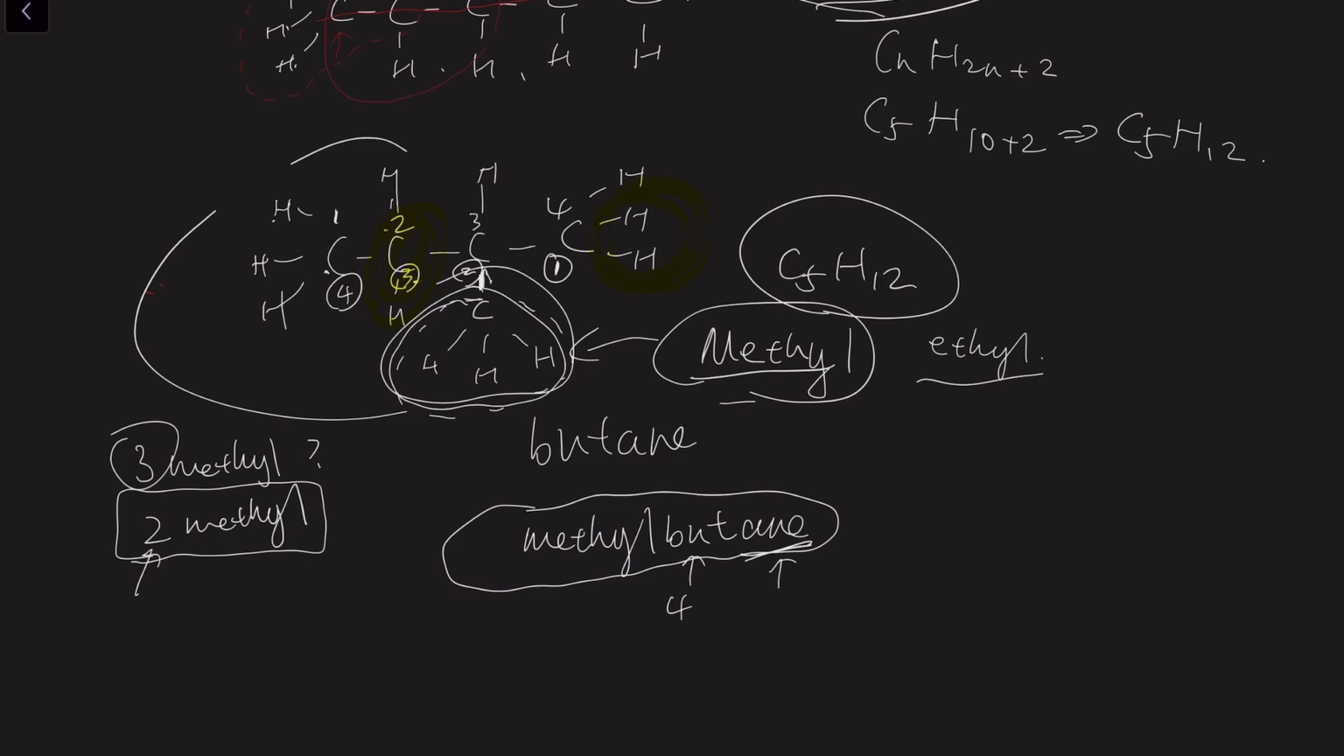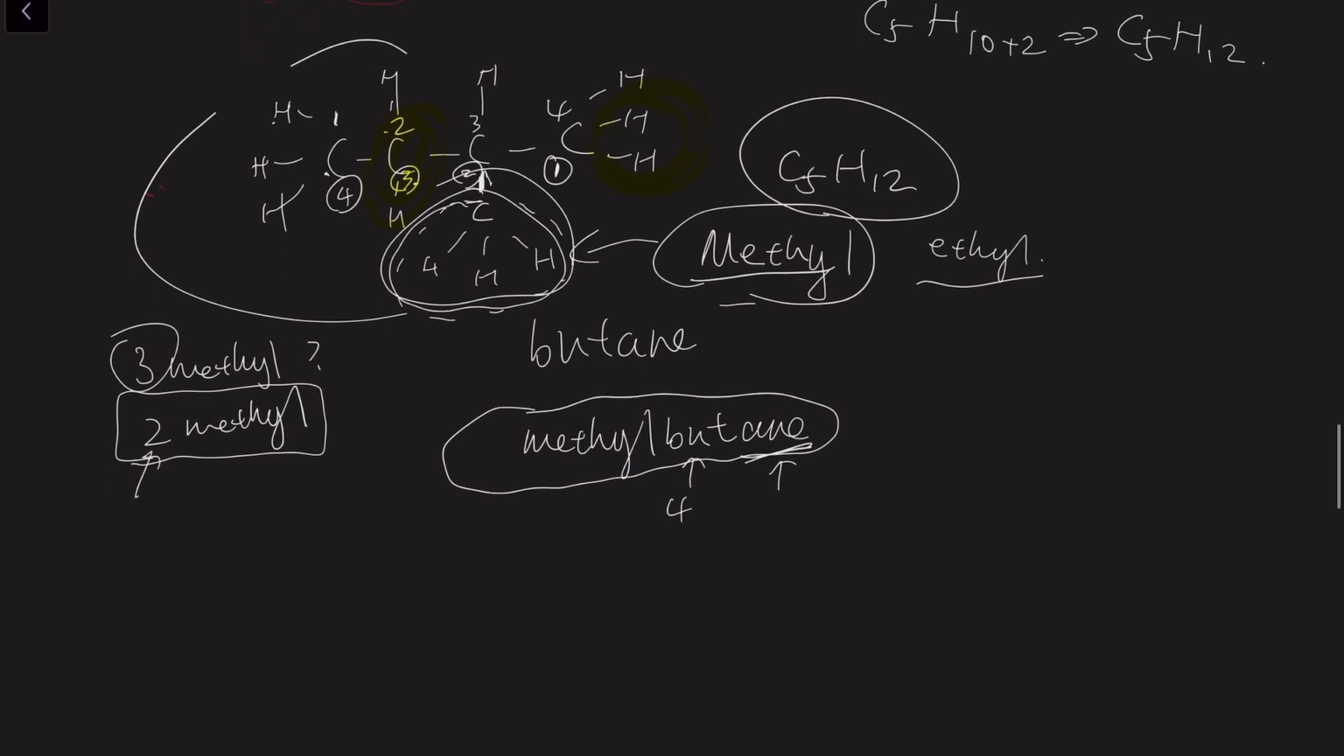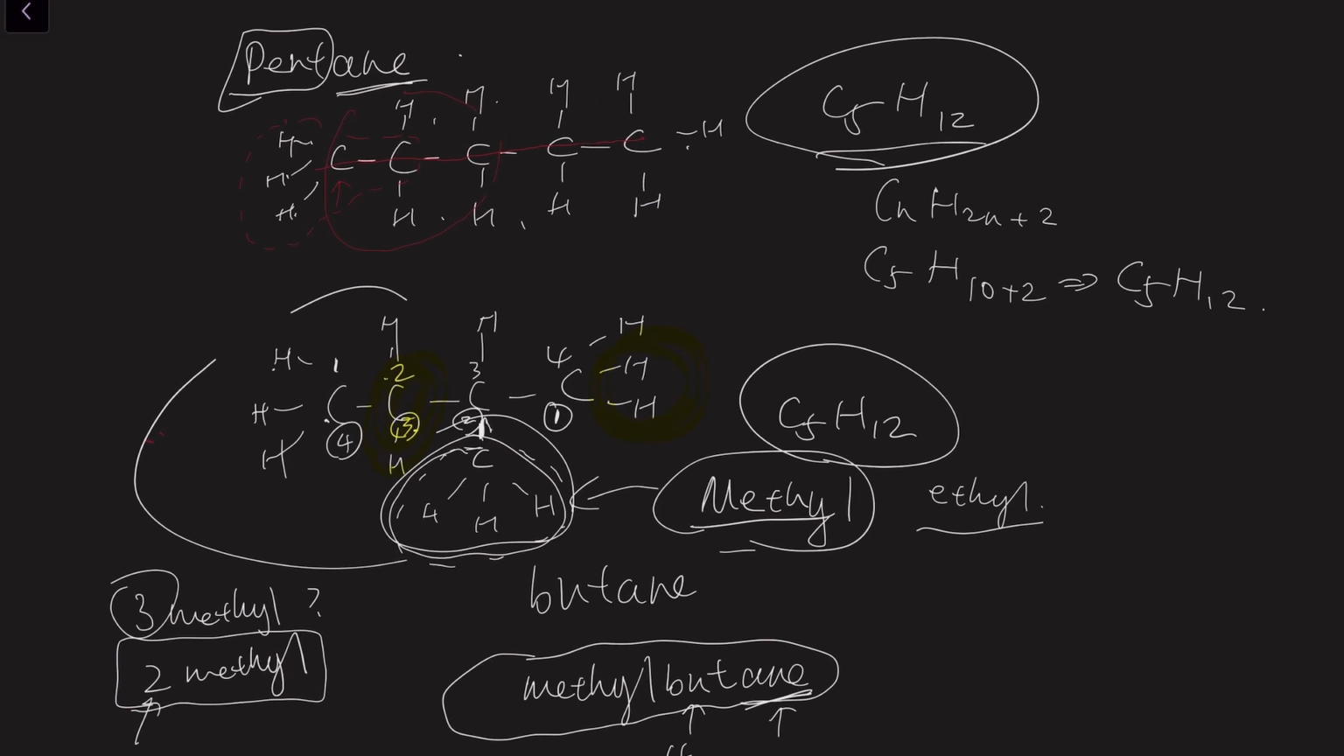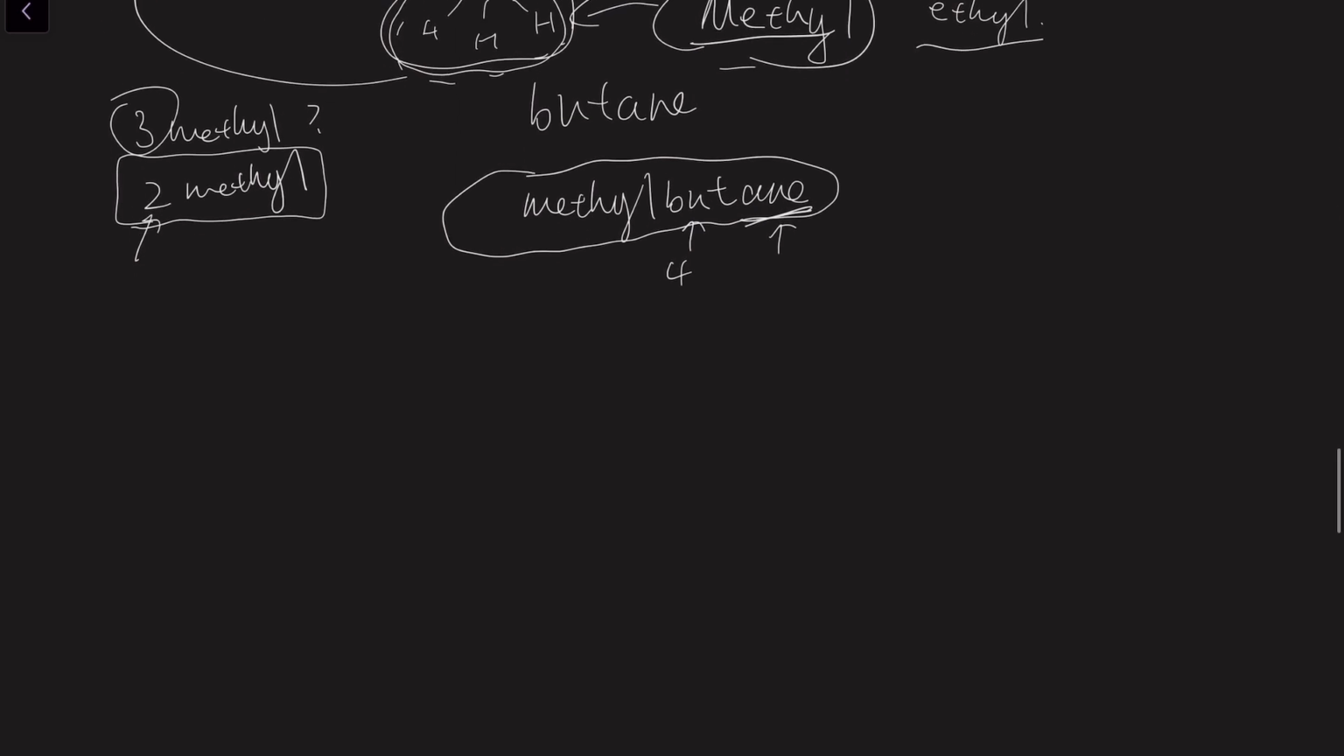So this is a little bit complicated, but in the next video, we are going to do some practice on naming hydrocarbons. And these 2 molecules are called structural isomers because they have the same chemical formula but different structure. So that's why it's called structural isomers.